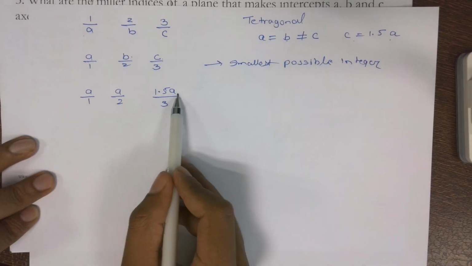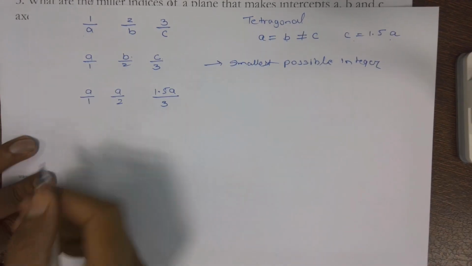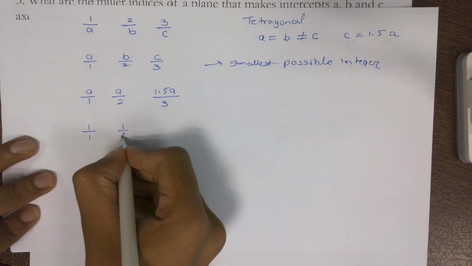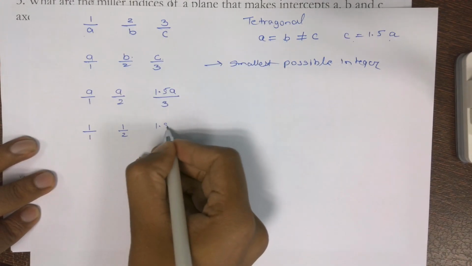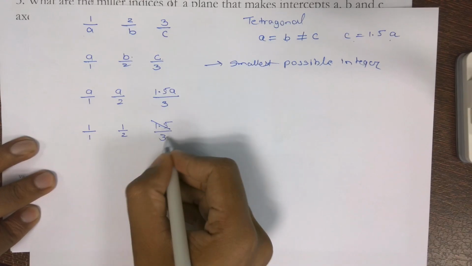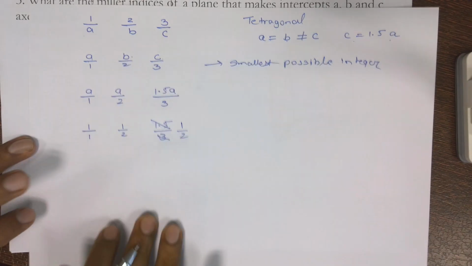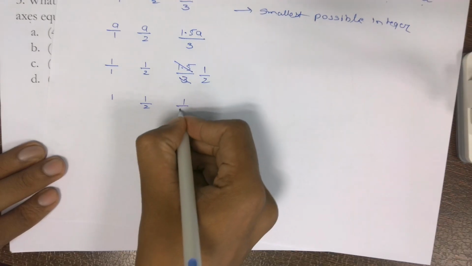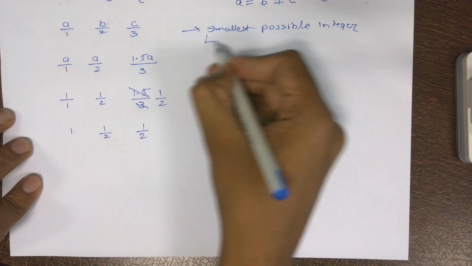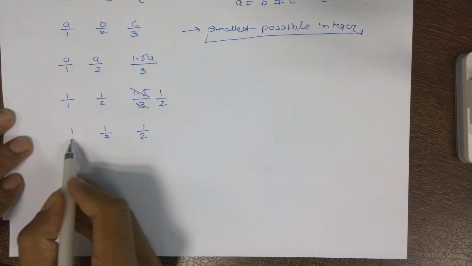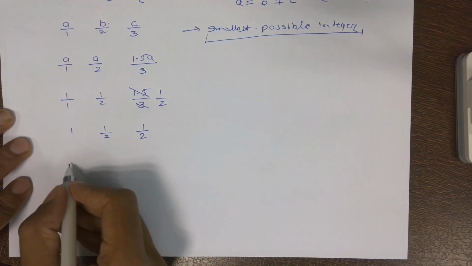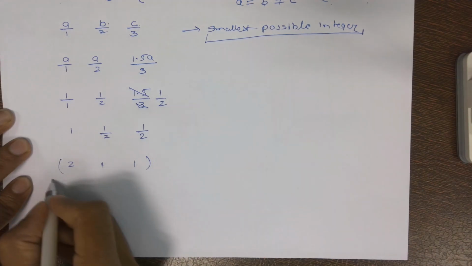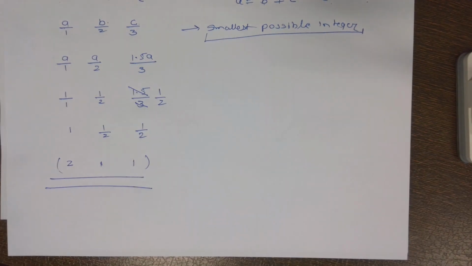In all of them I can see the factor of A is common, so I will eliminate them. I will write 1 over 1, 1 over 2, 1.5 divided by 3, which is 1 over 2 again. At the end I got this and this. My aim is to find the smallest possible integer. So what I will do, I will multiply the entire thing by 2, giving 2, 2, 1, 1. So this is the plane I will get.